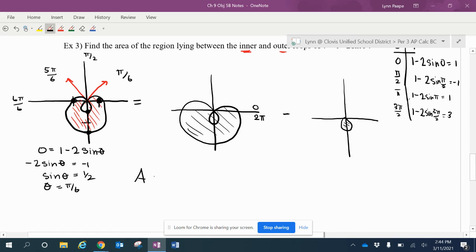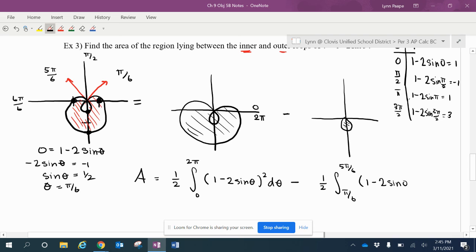So the area is equal to 1/2 integral from 0 to 2 pi of r squared, where r is 1 minus 2 sine theta, squared. So that would find the total area. But then I want to take away the area of the inner loop, which is from pi over 6 to 5 pi over 6 of 1 minus 2 sine theta squared d theta. Okay, so we're not done with this problem though. This problem involves a little trickery here.